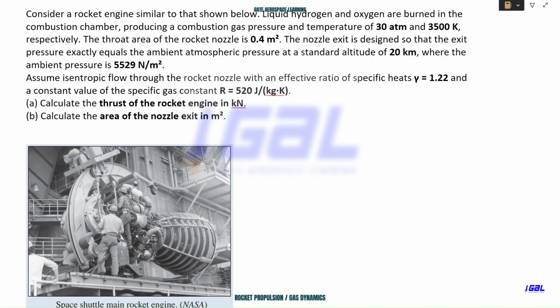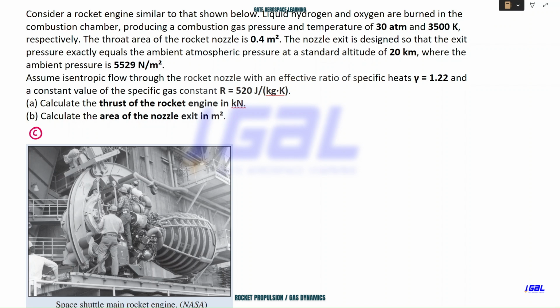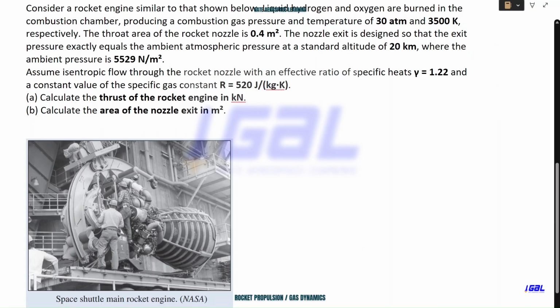Now they are asking you to calculate the thrust produced by this rocket engine and the exit area of the nozzle. The exit area must be in meter square, and the thrust should be in kilonewton. I'll also add that we can calculate mass flow rate, which I'll discuss in further lectures. So this is the question. This is the actual figure, and this shows the properties inside the rocket nozzle. This is the geometry you have, with the question as already provided.